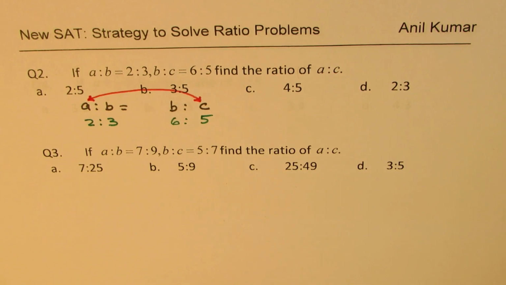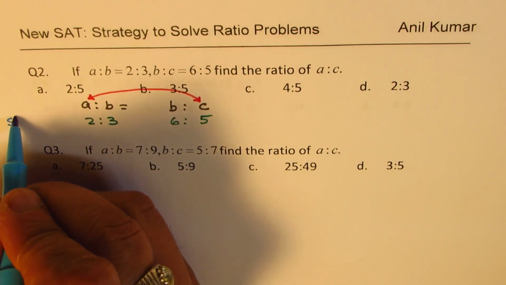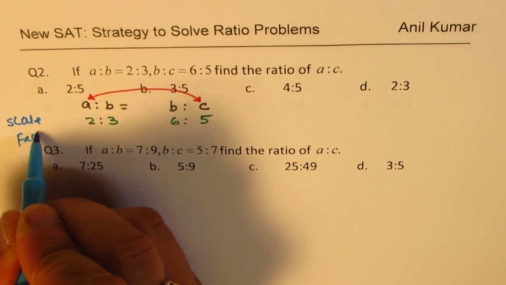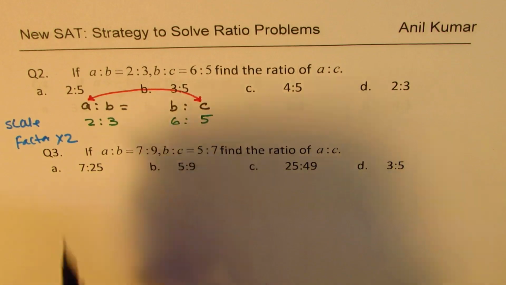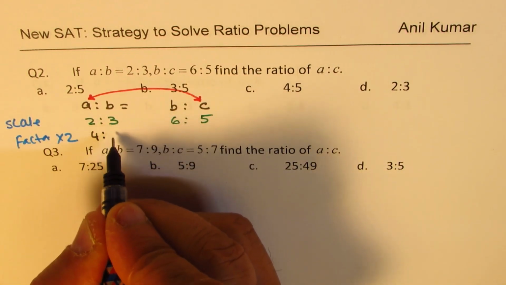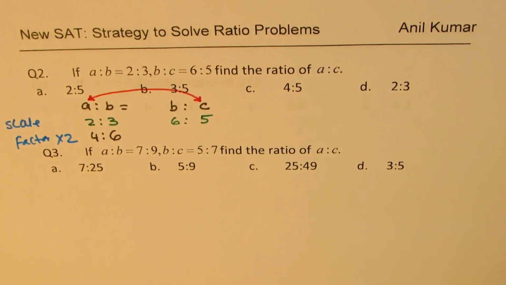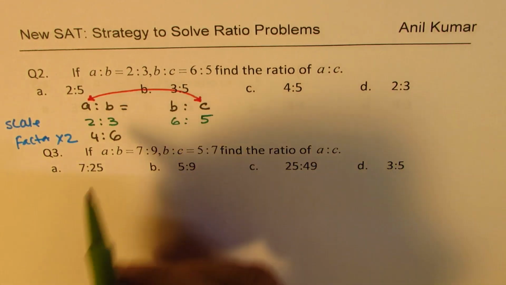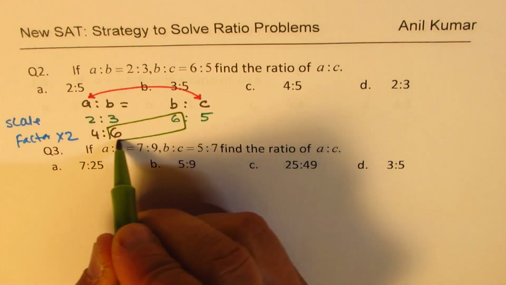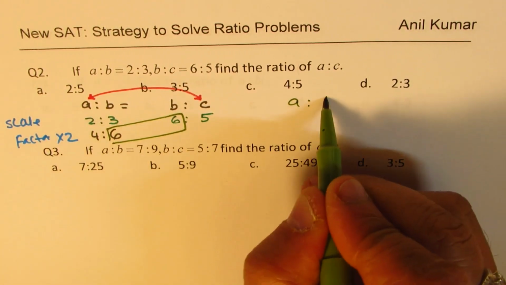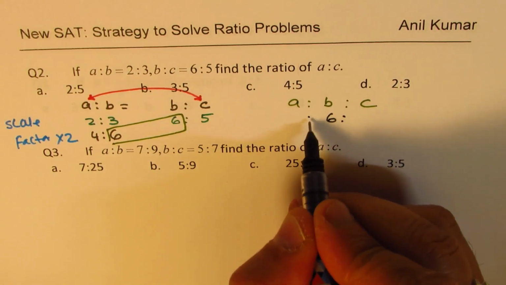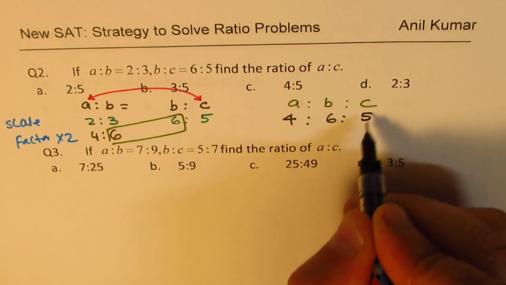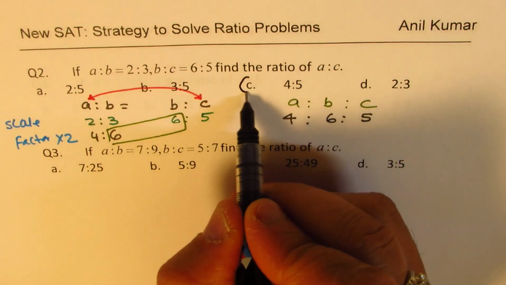Okay, that sounds good. So I could again have a scale factor. So what is the scale factor here? We can do times 2. So if I times 2, then 2 becomes 4 and 3 becomes 6. So now you can see that we have the same number 6 for B, right? So we can now write A is to B is to C. Since 6 is common, right, we can write them together. Is 4 is to 5. So clearly 4 is to 5 is the correct answer.